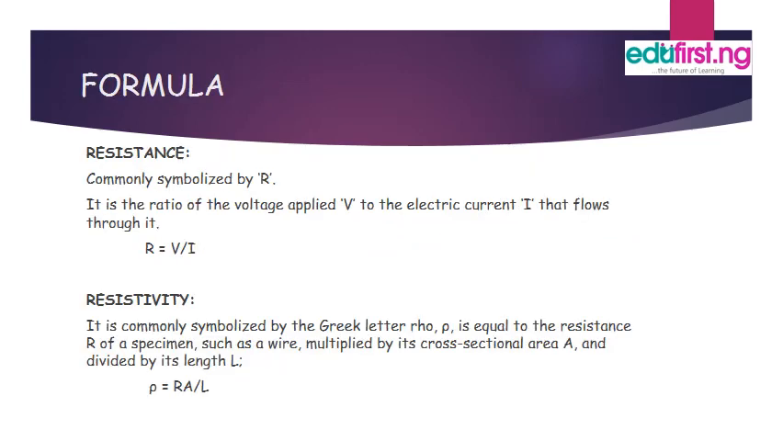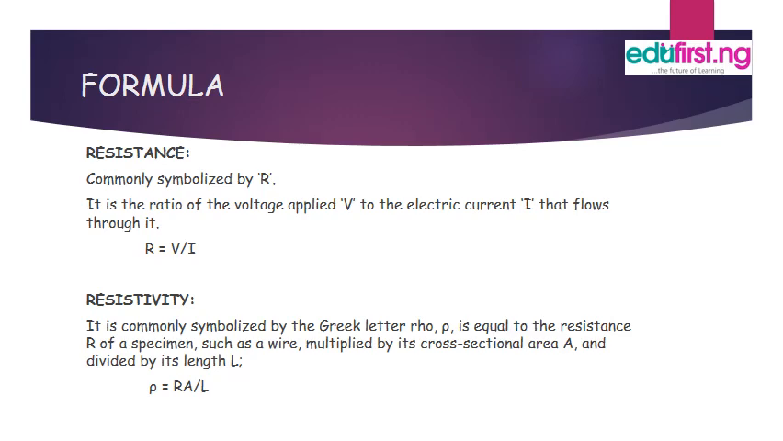Now the formula for resistance and resistivity will further give you a better insight into the relationship between resistance and resistivity. Resistance is commonly symbolized by the letter R. It is the ratio of the voltage applied V to the electric current I that flows through it. As can be seen, the letter R, which is the resistance, is equal to V, the voltage, over I, which is the current.